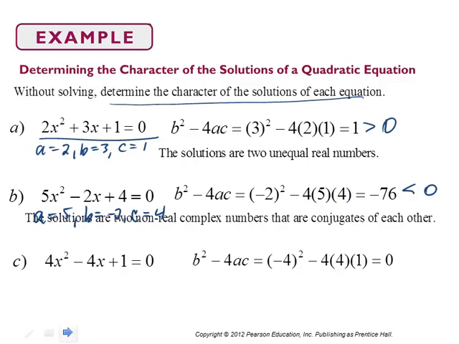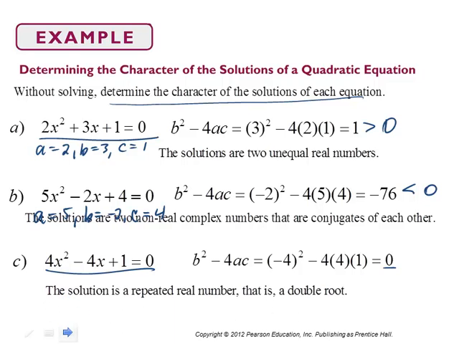And for this next one here, you have a discriminant that is going to be 0. Which means that you'll have one real solution. And we say that the quadratic function has a double root.